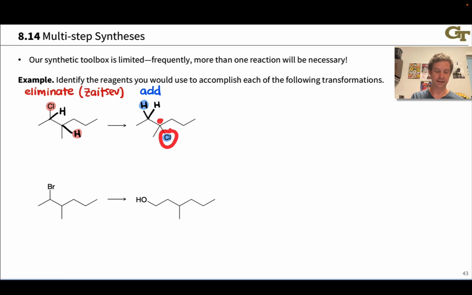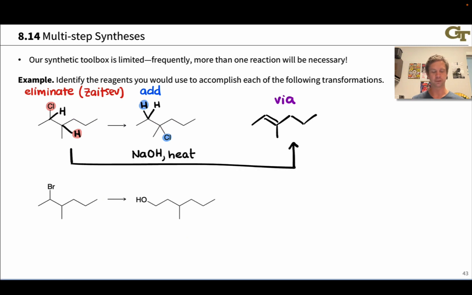Notice chlorine is linked to the more substituted carbon in the target to get this desired target alkyl halide. And that's going to involve going through an alkene like this via a Zaitsev elimination. So the reagents we would use here, something like a strong base and E2 elimination would work fantastically as long as the base wasn't too bulky, right? So something like sodium hydroxide and heat gives us this alkene, and we can convert that alkene into the more substituted Markovnikov alkyl halide just by treatment with HCl.